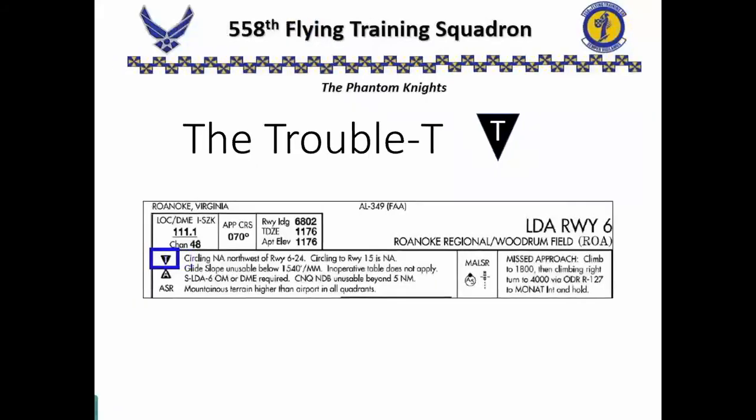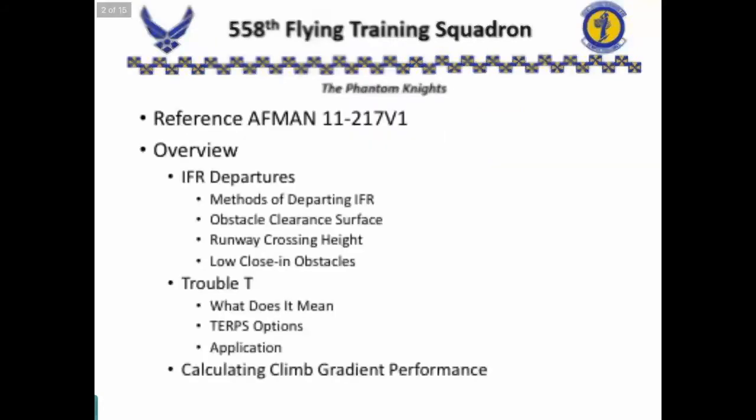Let's talk about the triple T that you may find on an instrument approach plate. There seems to be a lot of discussion and a lot of misunderstanding of exactly what that means and what we should do about that. Reference for what I'm going to talk about comes from Air Force Manual 11-217, Volume 1.